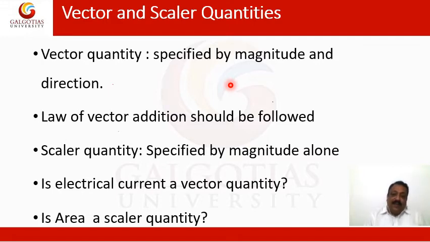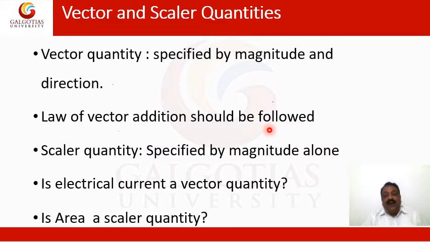But there is something more beyond this definition. What we generally omit while stating this definition is that a vector quantity needs to be specified with magnitude and direction, both. We don't mention something hidden, and that hidden part is very important for us. That is, the law of vector addition should be followed.